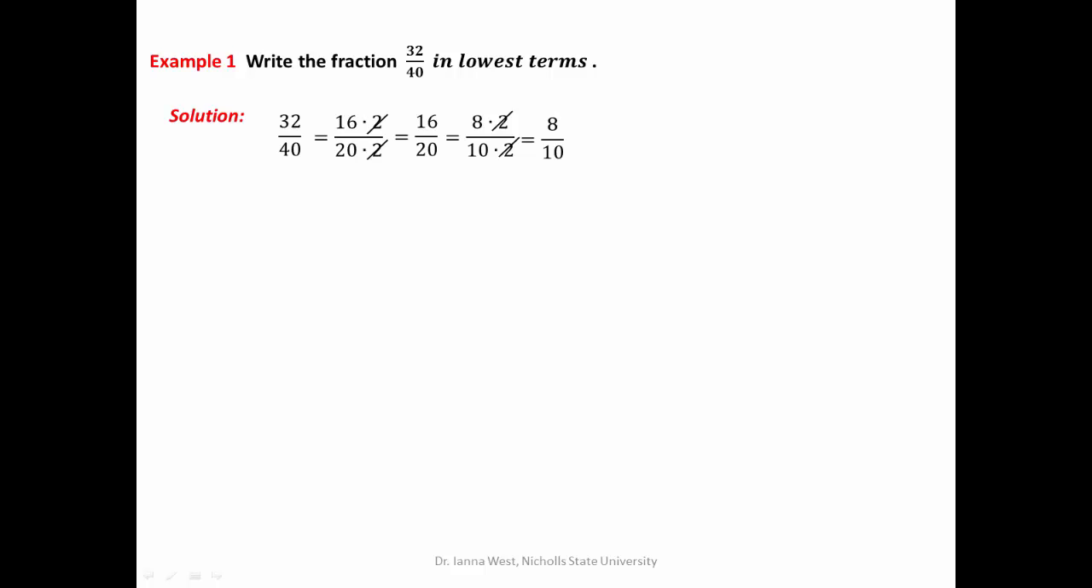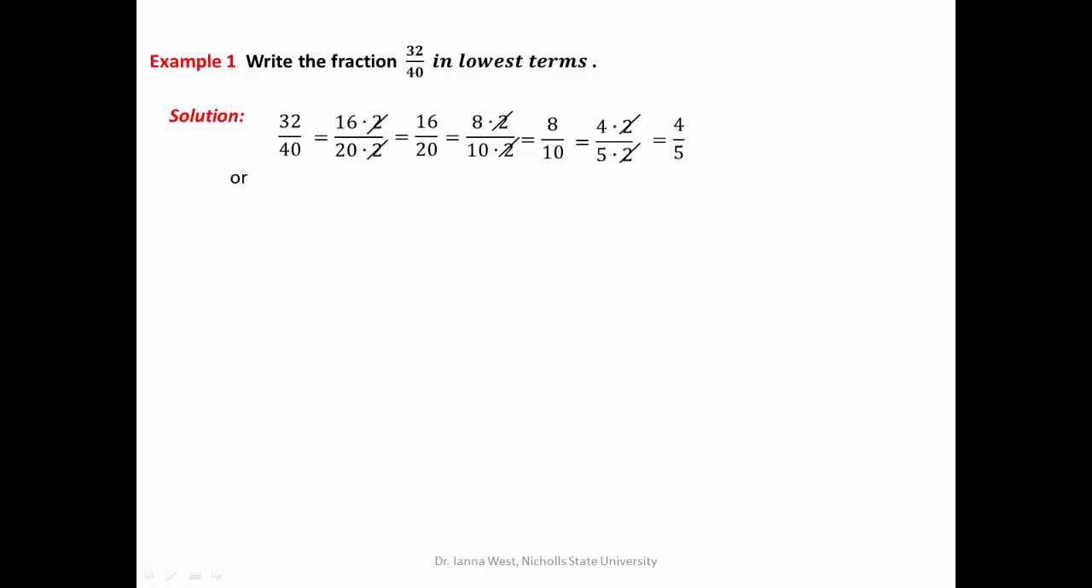8 over 10 is still not in lowest terms because both of these numbers are even. As long as both the numerator and the denominator are even, the fraction is not in lowest terms. Therefore, we can divide 2 into both 8 and 10, giving us 4 times 2 over 5 times 2. Canceling the 2's gives us the reduced fraction 4 over 5.